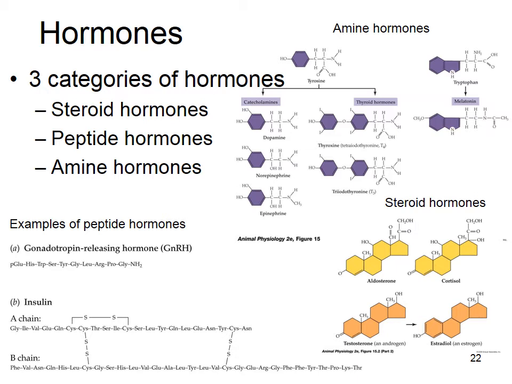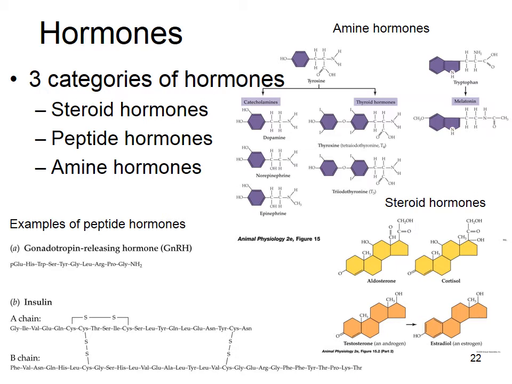The amine hormones are being shown up here with purple. Amine hormones are synthesized from amino acids, either tyrosine or tryptophan. So tyrosine or tryptophan are the amino acids used to synthesize the amine hormones. Tyrosine is made into the catecholamines and into thyroid hormone. The catecholamines, 2 of these should look familiar.